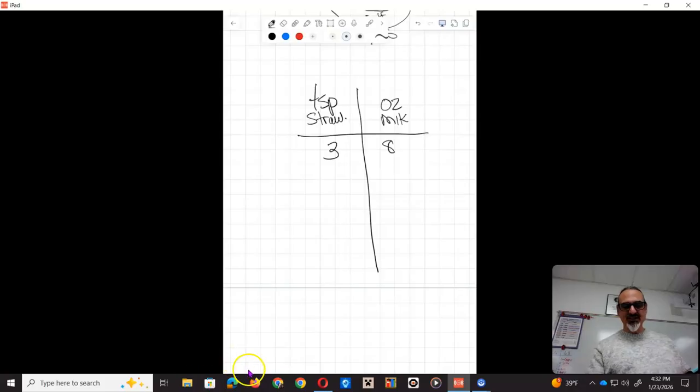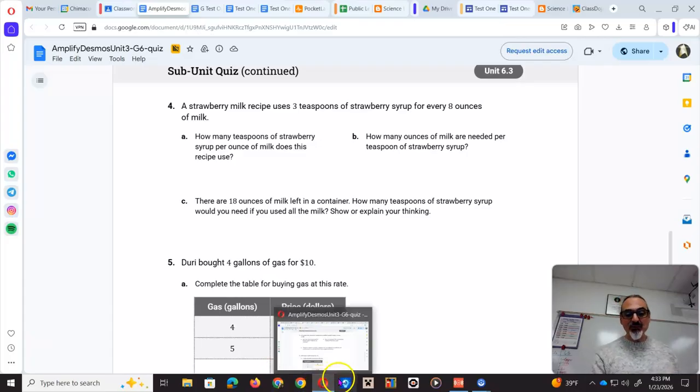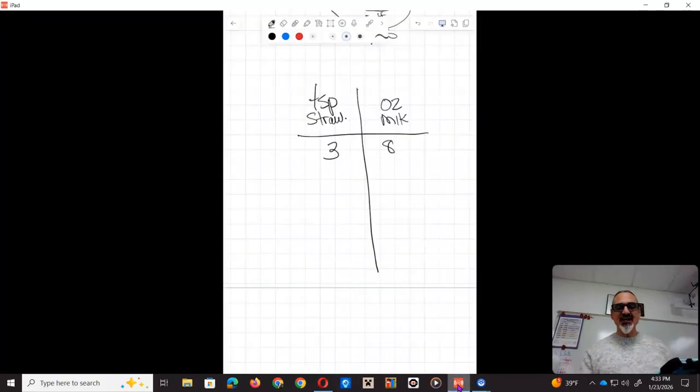Now let's take a look at, this is the step number 2. If I read the question correctly, I should have set this up correctly. That is, you're 75% of the way there, all right? Because now I know what the question is giving me, and I set it up so I could be successful when I work it out. Question A is, how many teaspoons of strawberry syrup per ounce of milk does this recipe use? So I need to figure out strawberry syrup per 1 ounce. And some kids got it backward. So that's the first thing, is understand what it's asking me.